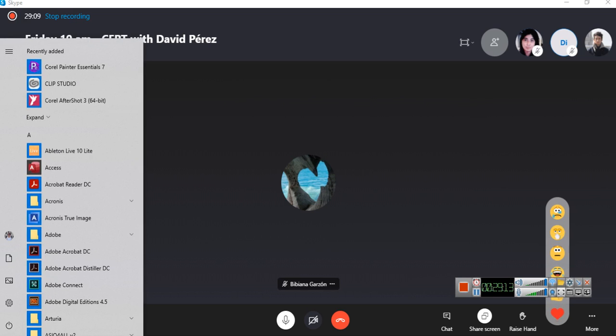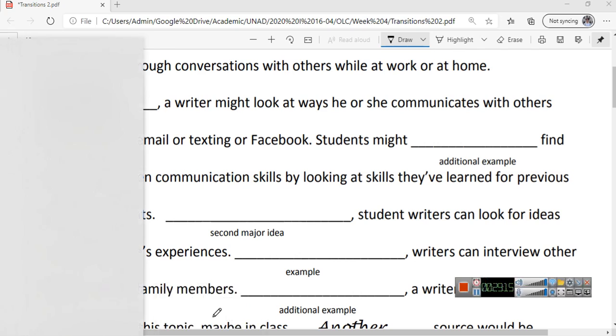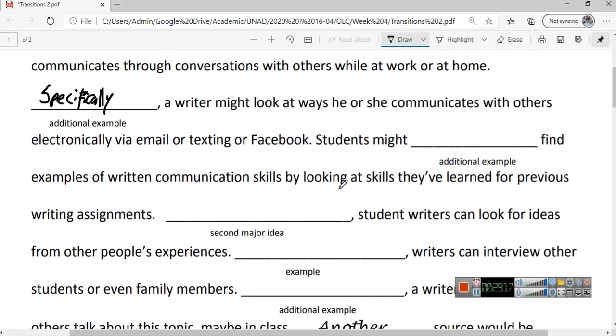Before we go with Viviana, let me read it for you. Students might, we can also use for example, students might, for example, find examples of reading communication skills by looking. However, I don't want to sound repetitive, so I need to use something that is very close to for example. Viviana, which words would you use? You can invent new words if you want.